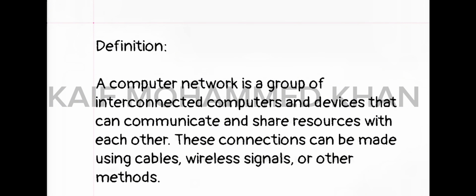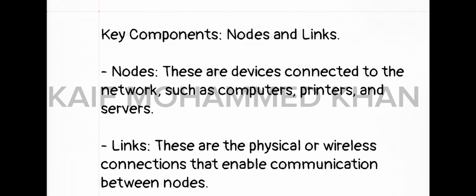So this means a computer network is a group of interconnected computers, or any device that can be connected, in the sense that it can be laptops or smartphones as well. The main intention is to communicate and share resources with each other. These connections can be made by cables or wireless signals, that means Bluetooth, Wi-Fi, internet or other methods as well.